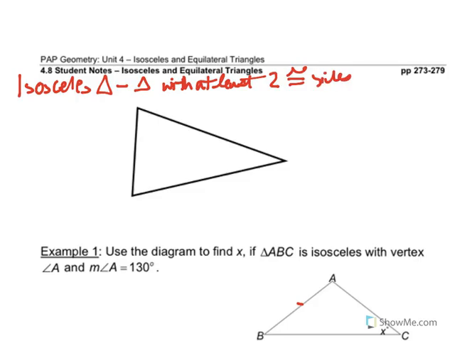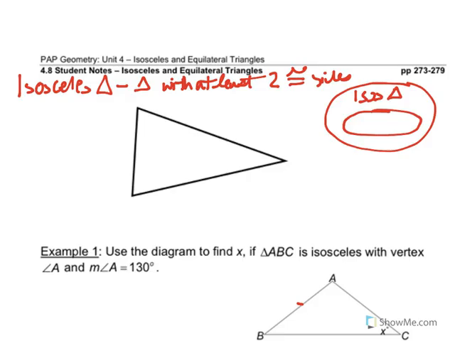Two congruent sides. So I say at least because it could have more than two, because you recall our little Venn diagram of isosceles triangles. We could also have kind of a subset in here of equilateral triangles. Equilateral triangles have two sides that are the same, but they also happen to have a third side that's congruent, so all three sides are the same. Okay, so isosceles have at least two sides.